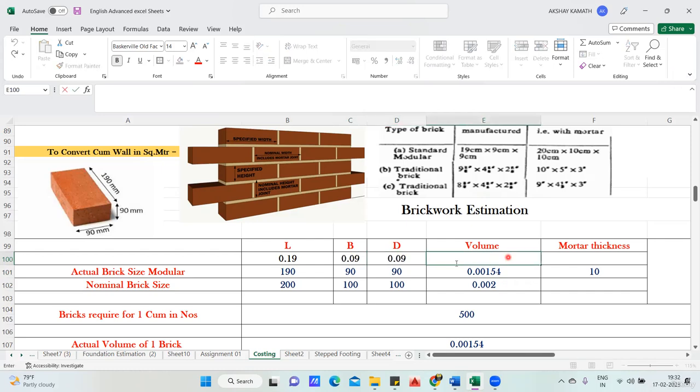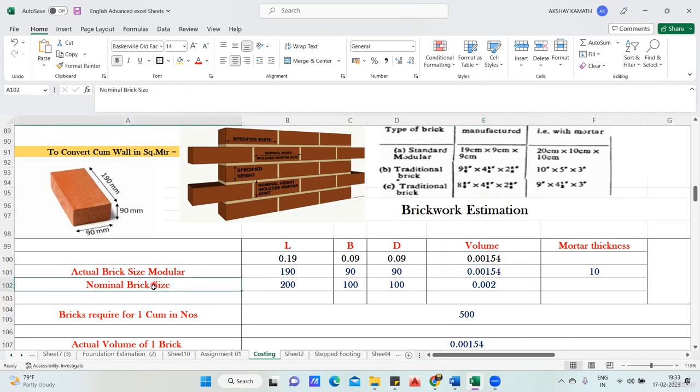Okay, and now you multiply this. 0.19 multiply by 0.09 multiply by this, you'll get the same answer. Okay, got it? It's totally up to you how you want to write it. What I have done is I have taken 190 by 90 by 90, and then I divided by this number. Very simple. You have to divide this by 1000. So 1000 means 30 for this, 30 for this, 30 for this. Totally, I should divide it by 90. You can see. Okay, so that is why I got 0.0154. So this is the volume of the one brick.